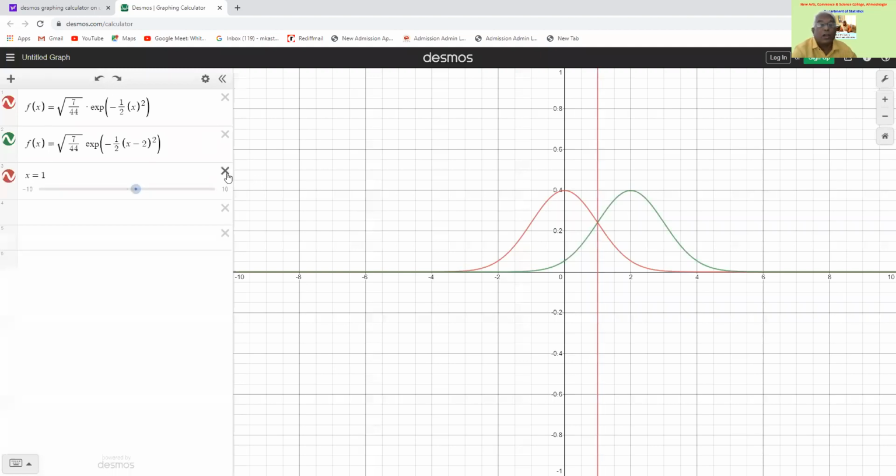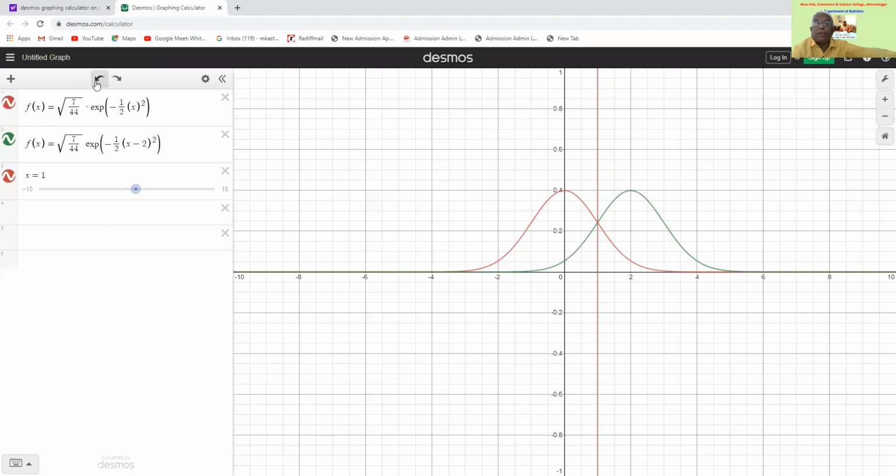Can you recall where it passes from? See, this point is the point of intersection of two curves. And you see that your line x equal to 1 passes through this point of intersection.